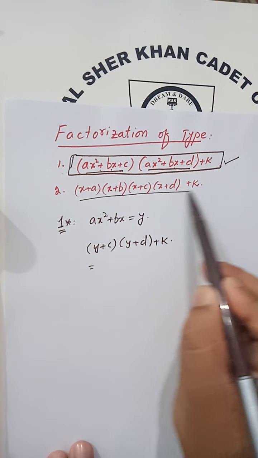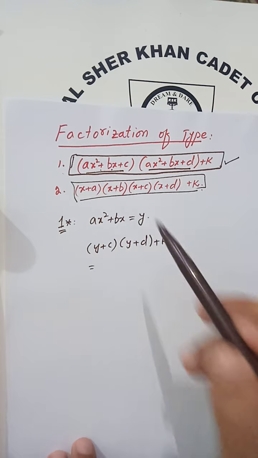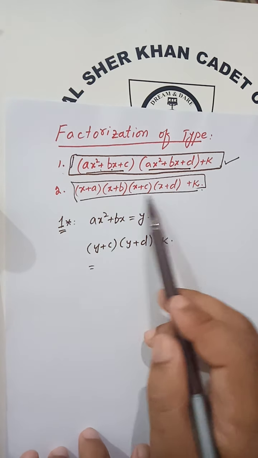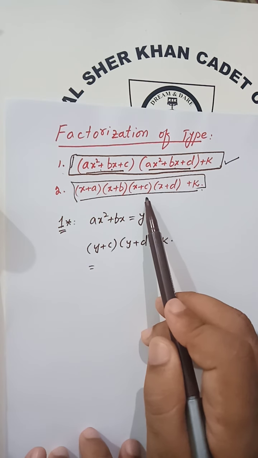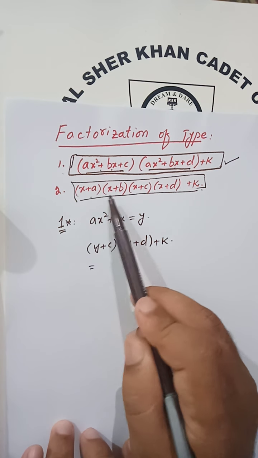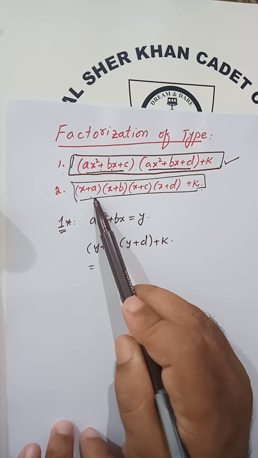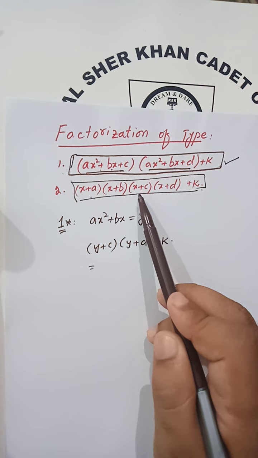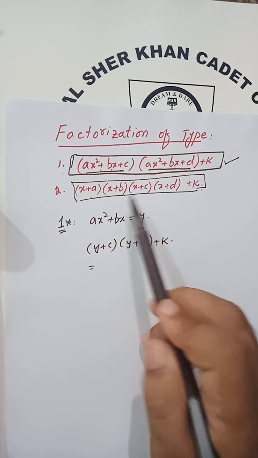Now for this type, if you need to factorize this type of algebraic expression, you make two pairs of these four linear factors. That means you need to write (x + a) with (x + c) and (x + b) with (x + d) if a + c is equal to b + d.